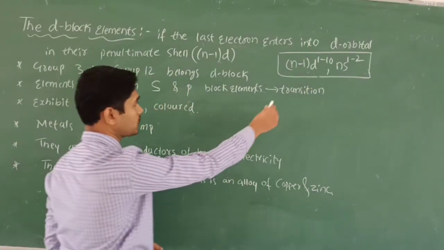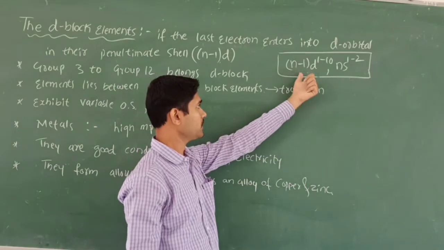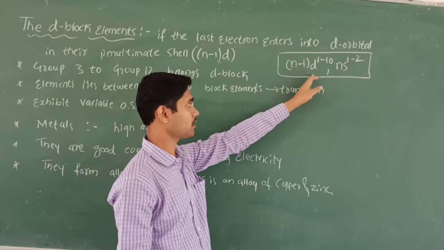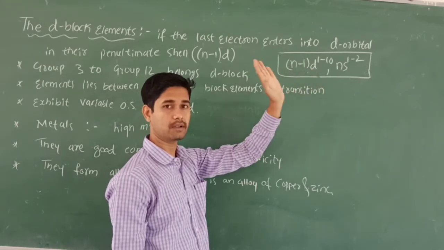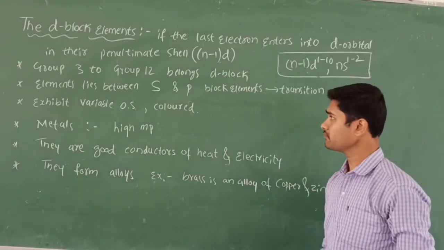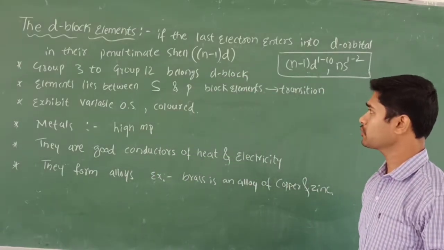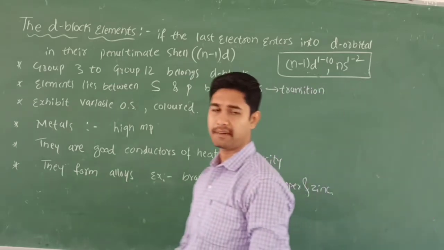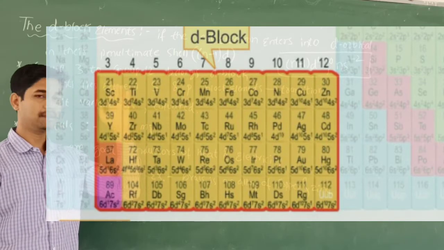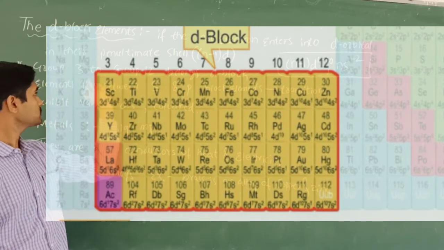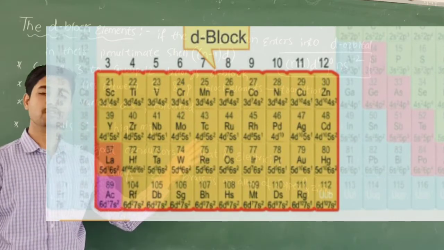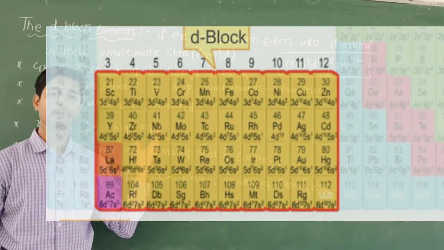And the general electronic configuration of the d block elements is n-1 d 1 to 10, ns 1 to 2. I mean, the d orbitals contain 1 to 10 electrons, and the s orbital contains 1 to 2 electrons. And here group 3 to group 12 belong to the d block elements. You can see this in the periodic table. The elements which come under group 3 to group 12 are called the d block elements. And this is also called the central part of the periodic table.